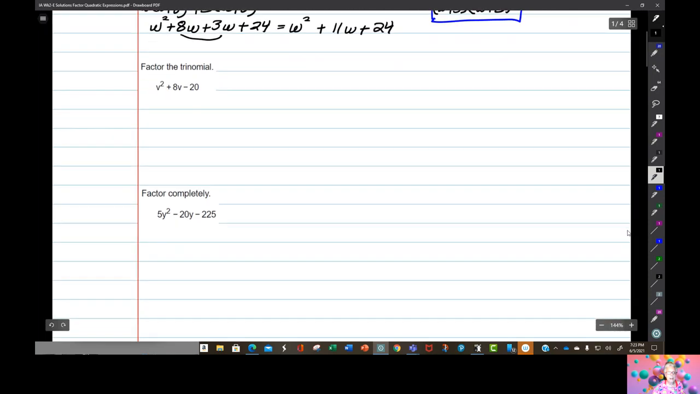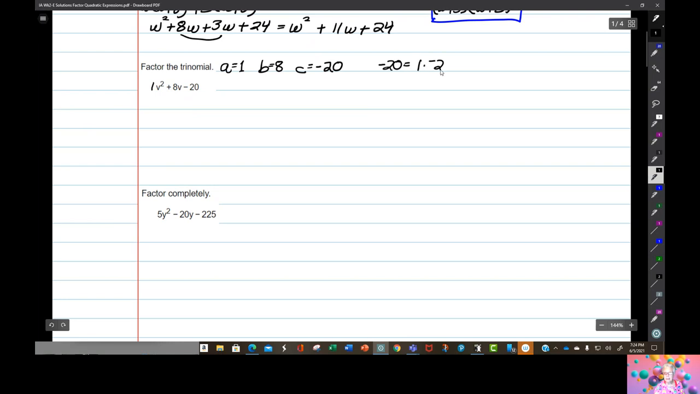Now, let's do the next problem. V squared plus 8V minus 20. Let's write down what A, B, and C are. A is 1. B is 8. C is negative 20. Because A equals 1, all we have to do is factor negative 20.